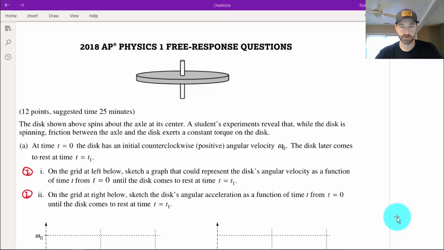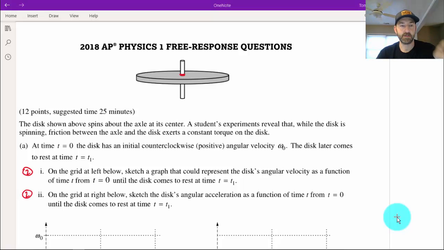Student experiments reveal that while the disk is spinning, friction between the axle and the disk exerts a constant torque on the disk. So what they're saying is, at the, kind of draw it in red here if I can, somewhere there on the axle, there's like a frictional torque. Someone grabs your arm and twists it, there's some friction there, right? So that friction is preventing the disk from spinning freely on the axle, because in that hole there's some sort of friction.